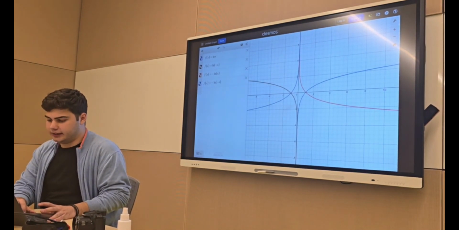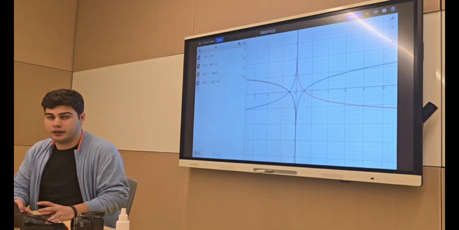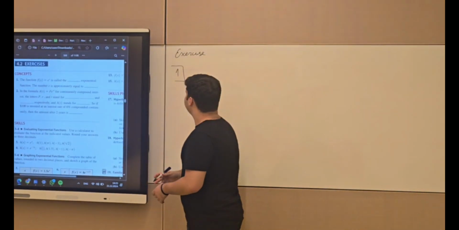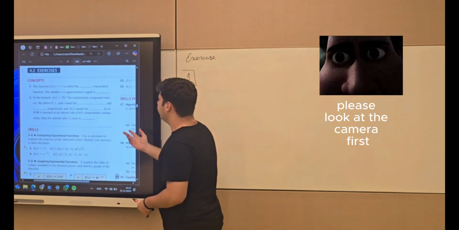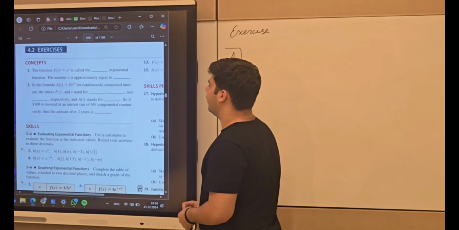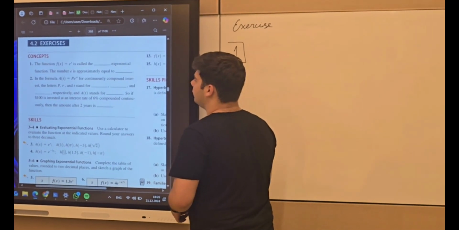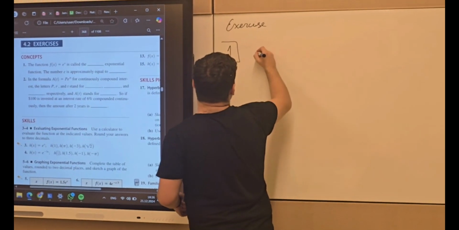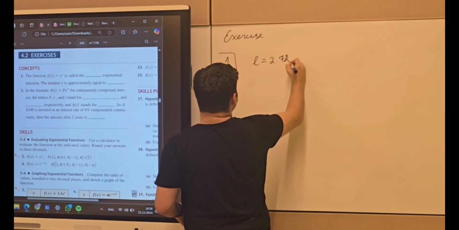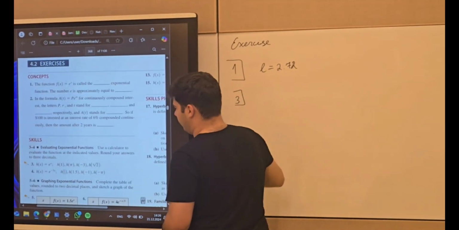And please note that in every version of it, it will go through the (1, 0) point and it will never touch the y-axis. Now let's do some exercises and let's see concept questions. The first one is, the function f of x is equal to e to the power of x is called the natural exponential function. The number e is approximately equal to, as we said in the beginning, 2.72.